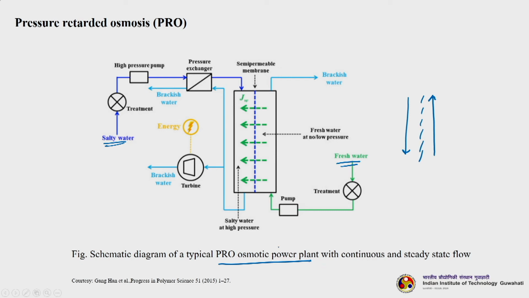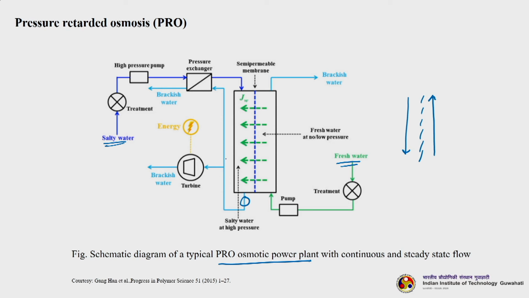What is happening is that the fresh water at low or no pressure is getting pushed to the salty water side, or the concentrated water side, thereby increasing the volume as well as the pressure of the salty water. So, the salt water coming out here is not only diluted but also at elevated pressure.